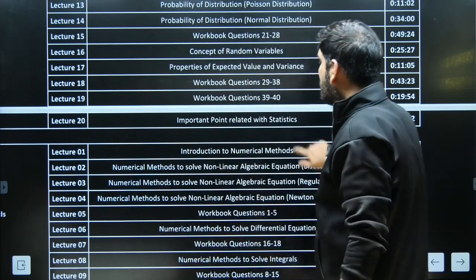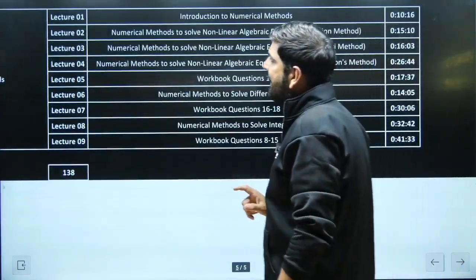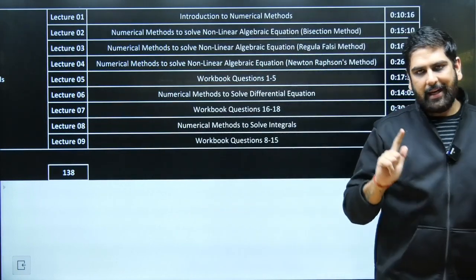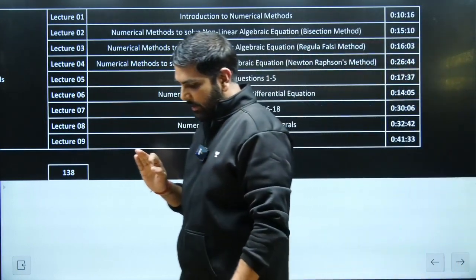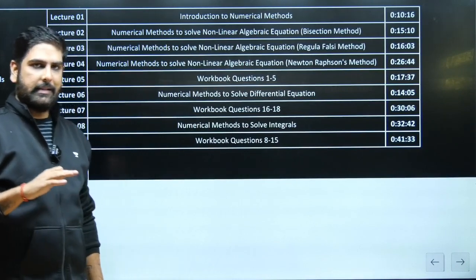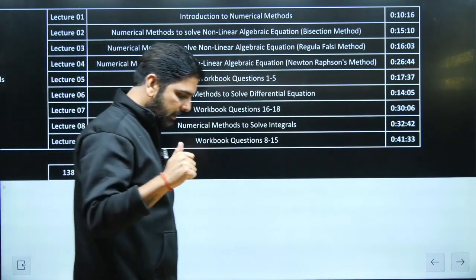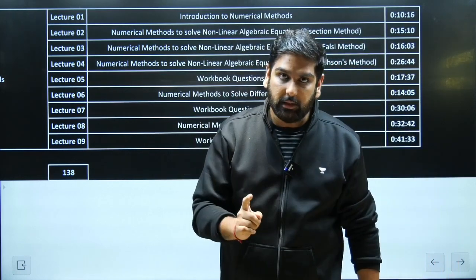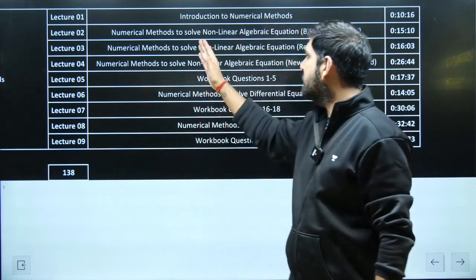Now the next is numerical methods. In the GATE examination for electronics and electrical, there is no numerical methods in our GATE syllabus, but for instrumentation, civil, mechanical, chemical and other branches, we have this numerical methods.